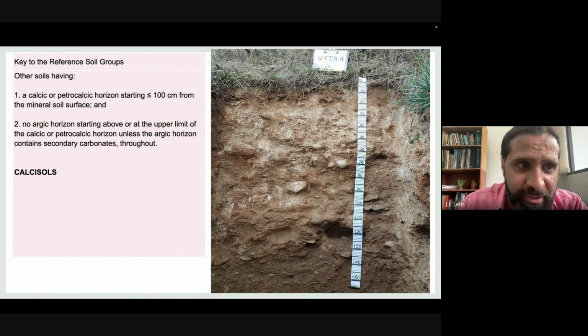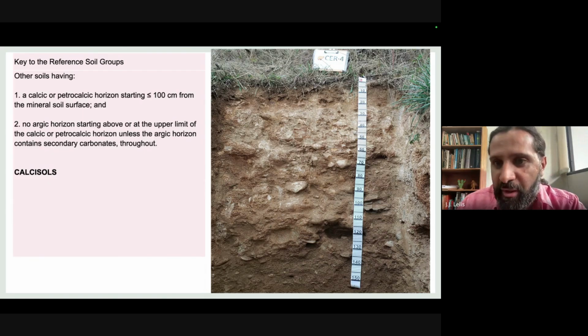And the other option is to register also cementation or an intense precipitation of other types of materials that also have whitish colors, but in this case we have calcium carbonates. So in this case, we have a soil that cannot be classified in the previous RSGs, and we have a calcic or a petrocalcic horizon in the first 1 meter below the soil surface. And this is quite important to highlight, guys.